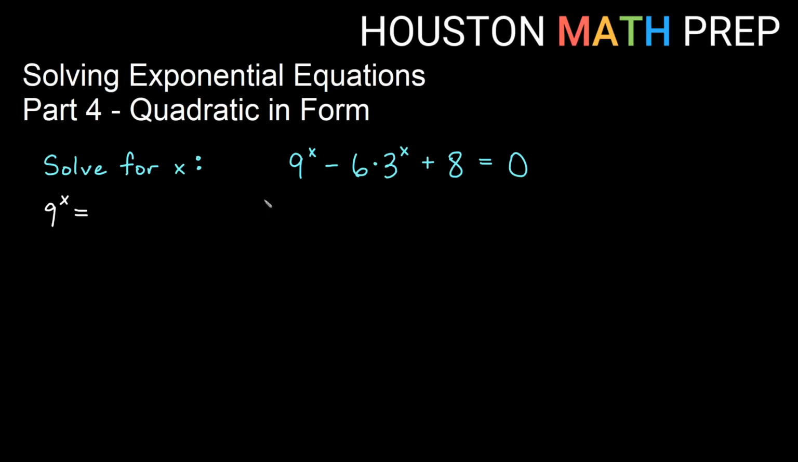So think about 9 as a power of 3. 9 is like having 3 squared, right, as a power of 3. So this is like 3 squared to the x. Well, I can multiply these, can't I? So that's the same as having 3 to the 2x.